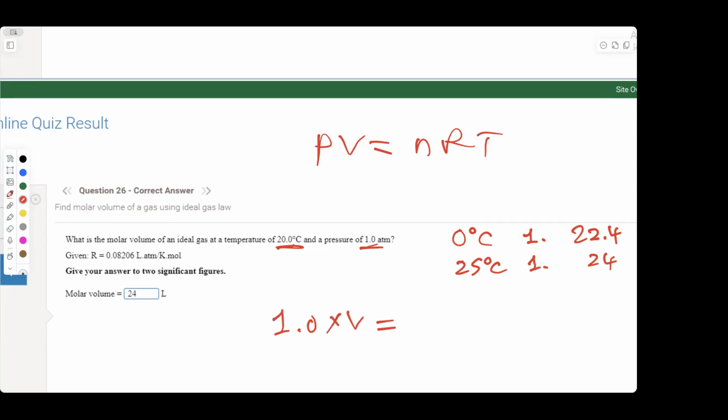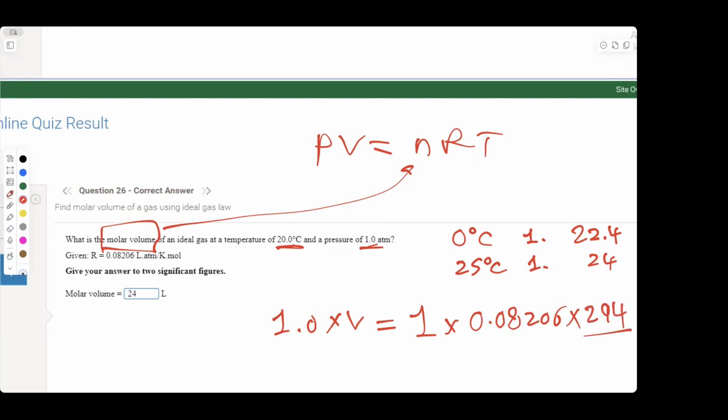And n, he said molar. So the whole question is in this word, molar volume. Molar means how many moles? Molar means 1 mole. And this is R, and this is T. Temperature is 20 degrees, so 294. Now I have the temperature and everything, so I can find the volume.